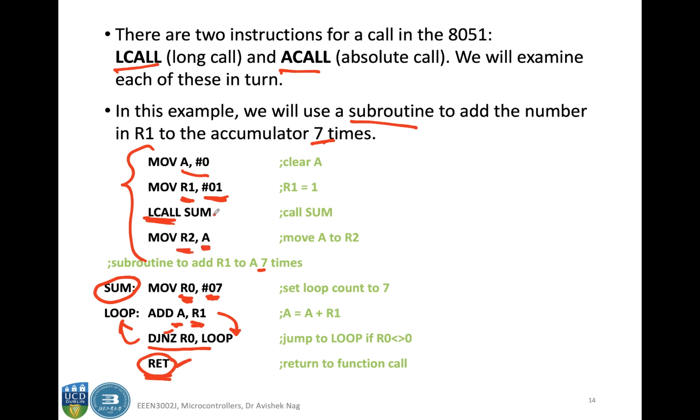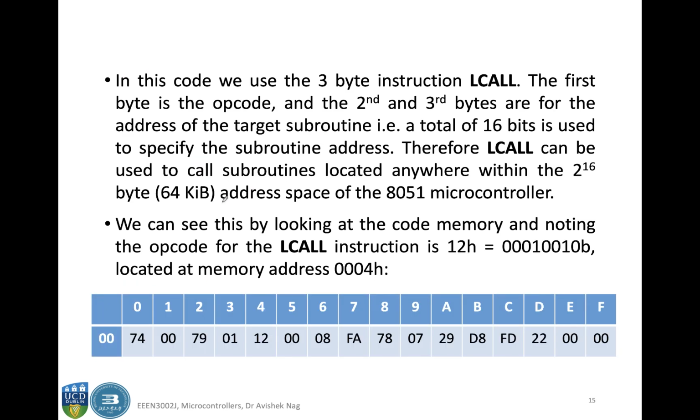So after calling the sum subroutine, your accumulator will contain the 7 times addition of this number. In this case this is 7, because 1 added 7 times is 7, and that final number has to be moved to R2, because that's what the code wants you to do. So this is an example of how you use the LCALL instruction to call a subroutine.